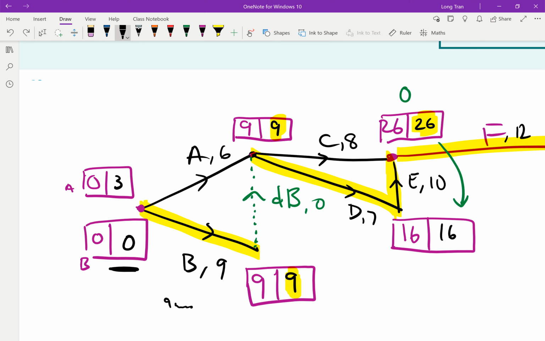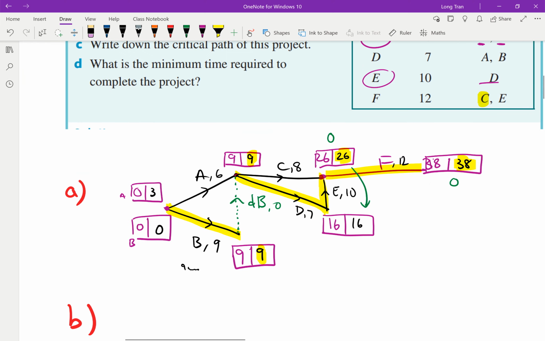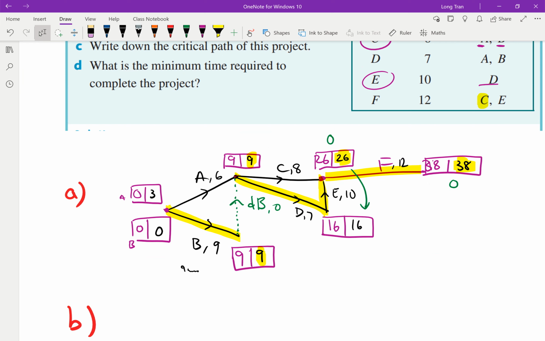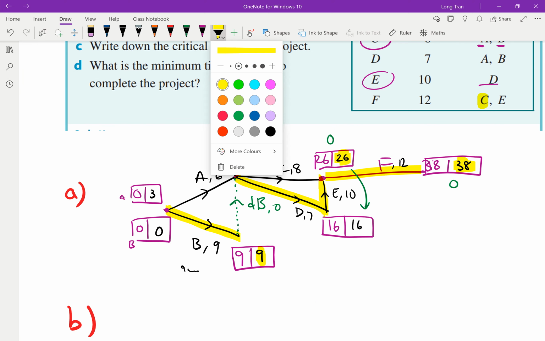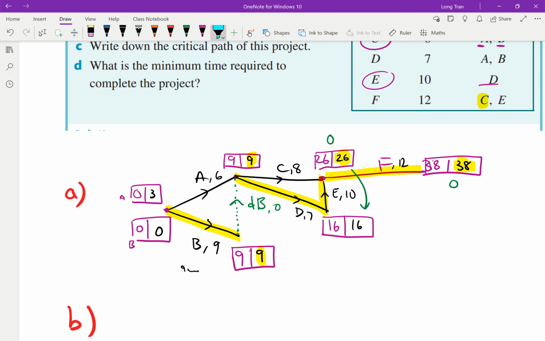So what I've done here is I've got an EST versus an LST. And what I've highlighted, as you can see there, is the critical pathway, because that can't afford any mishap. So activity B has to start on time.